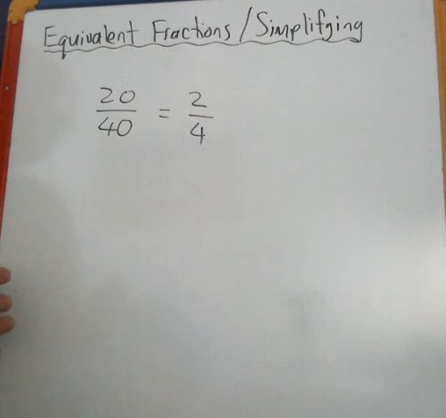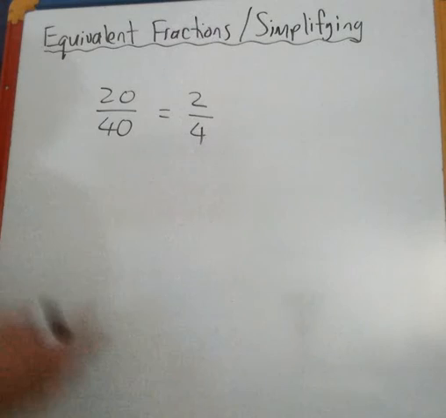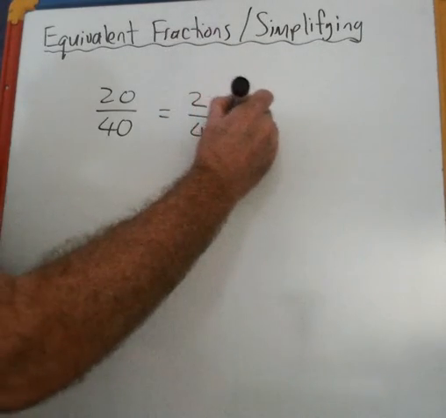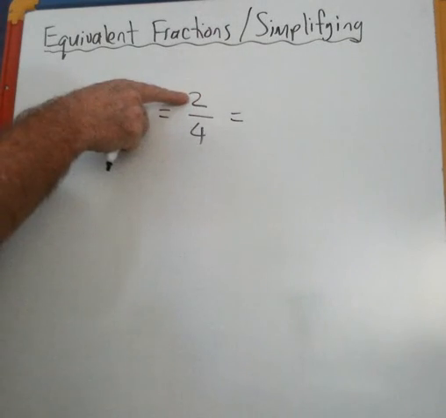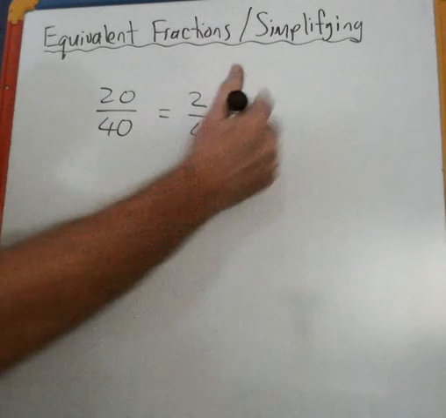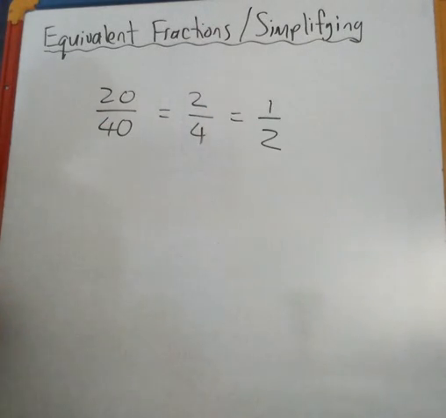When you're simplifying a fraction, don't just assume that once you've divided once that that's the answer. Always check and see if you can keep going. Well, 2 goes into 2 and 2 goes into 4. And there we have it down in its simplest form.